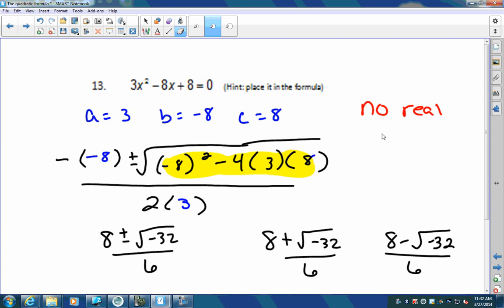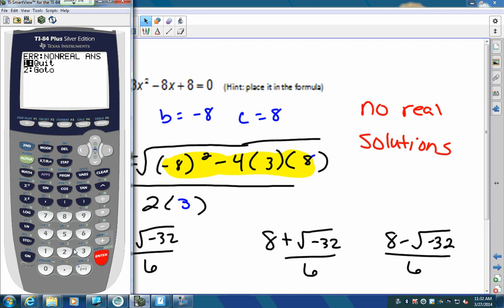Can't spell solutions, hold on. What this means is that it does not touch the x-axis. Look, if I go to y equals and put in 3x squared minus 8x plus 8, and I press graph, does it touch the x-axis? That's why there's no real solution.